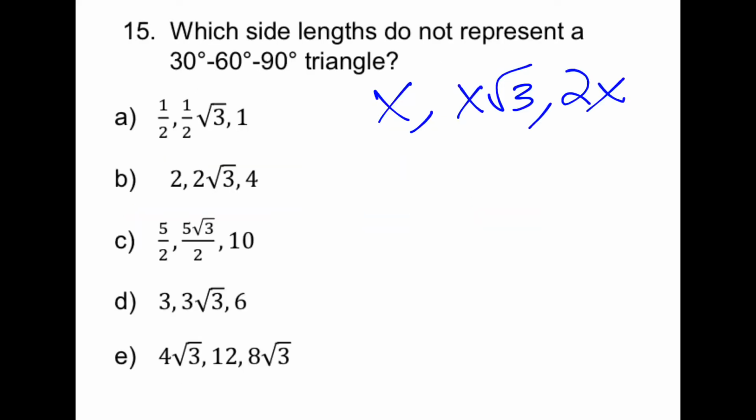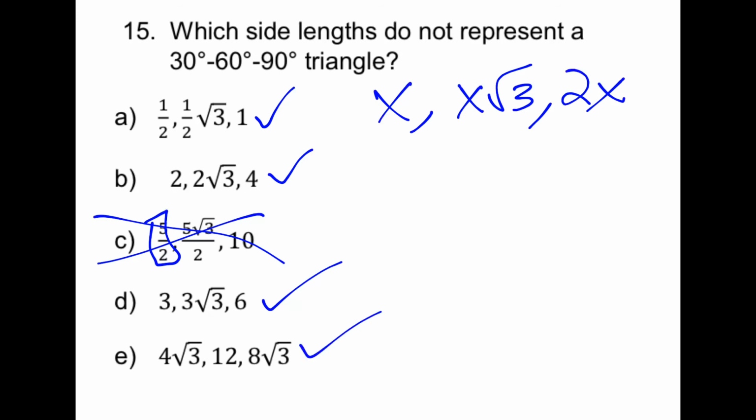So for 15, I'm looking for this pattern. And the first one does fit it. That checks out. The second one also fits. The third one, if I was to take 5 halves and double it, I'd have 10 halves, which is 5, so this one doesn't work. This one checks out. And if I took 4 root 3 times root 3, I would get 12. There we go.